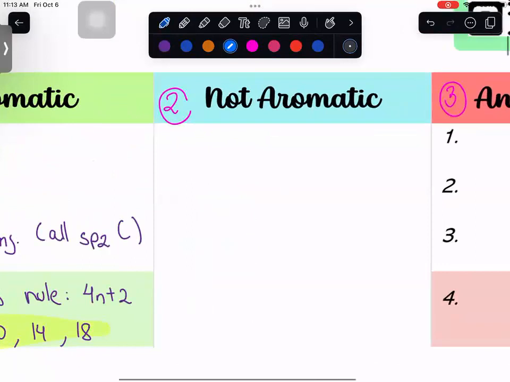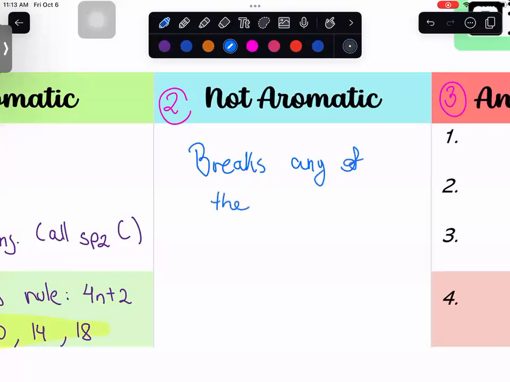Okay, now, to be non-aromatic, this one is simpler. Why? Because as long as you break any of the 4 rules for being aromatic, you're considered non-aromatic. So in here, let's just write: breaks any of the 4 rules. So let's look at this little molecule.